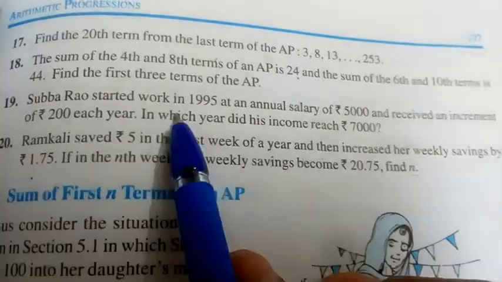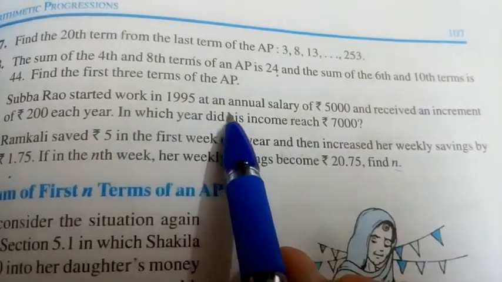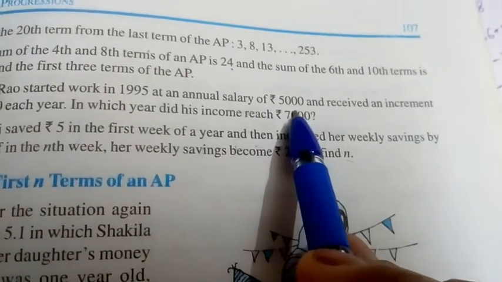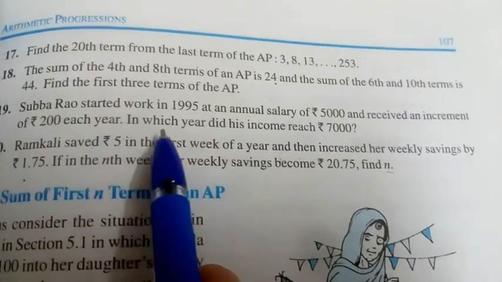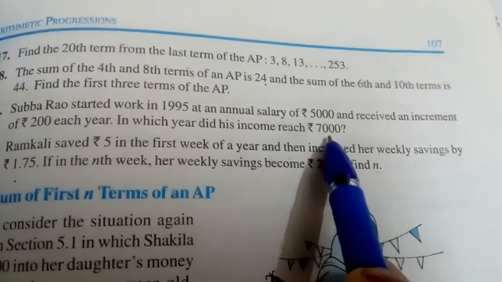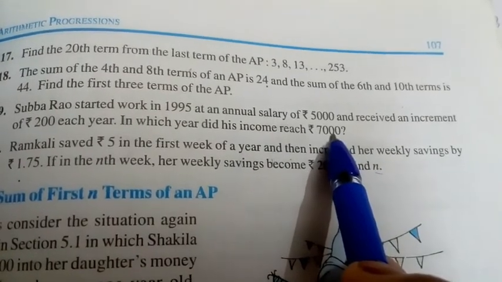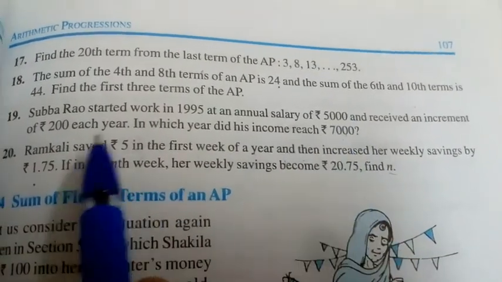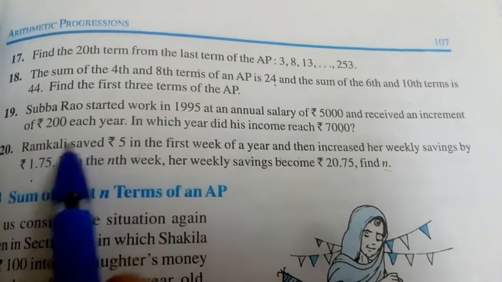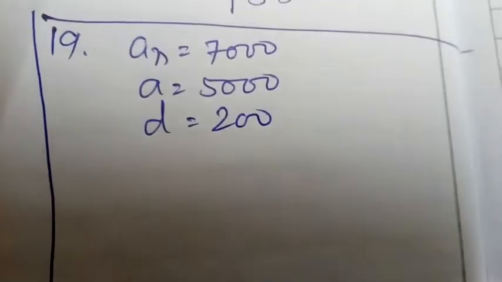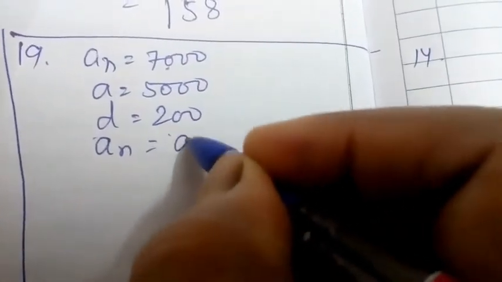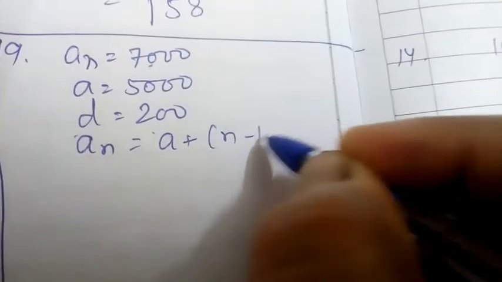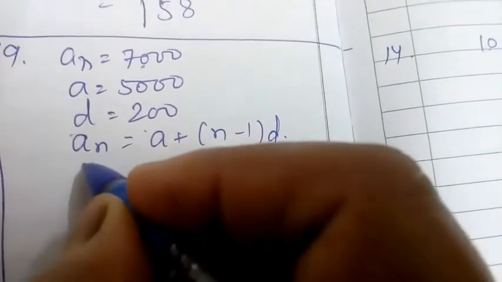Subba Rao started work in 1995 at an annual salary of 5,000 and received an increment of 200 each year. In which year did the income reach 7,000? An equal to 7,000, a equal to 5,000, d equal to 200. Find n. An equals a plus n minus 1 into d.